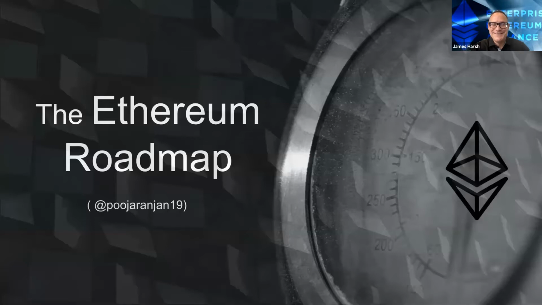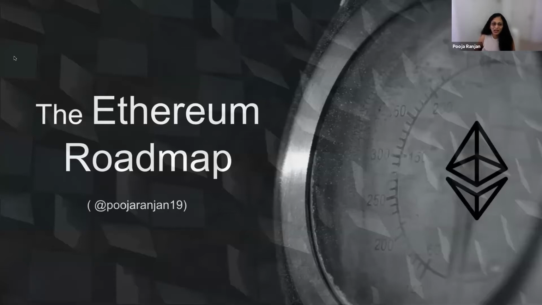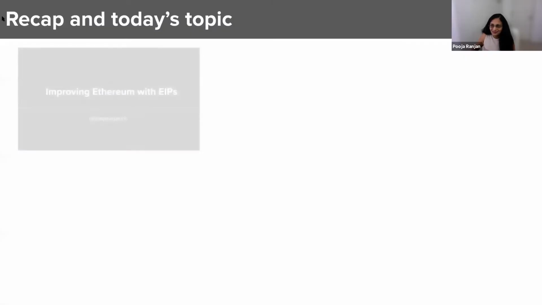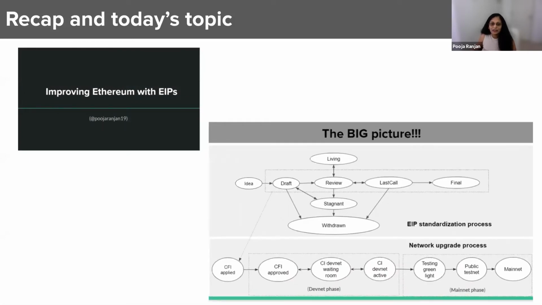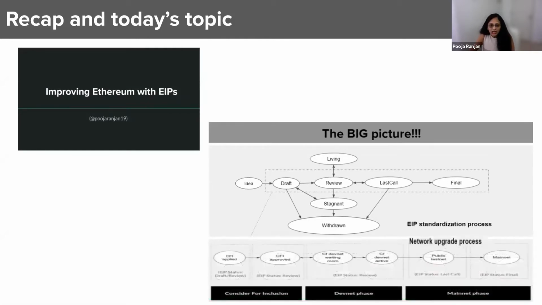Thanks, James. Hi there. I'm Pooja Ranjan, here to talk about the Ethereum Roadmap, and I will be talking about improvement proposals and process improvements. A quick recap from where we stopped last time in my last talk in the EA educational series, Improving Ethereum with EIPs. If any of you watched it earlier, we finished at the big picture, describing EIP standardization and the network upgrade process. Not much has changed since then.